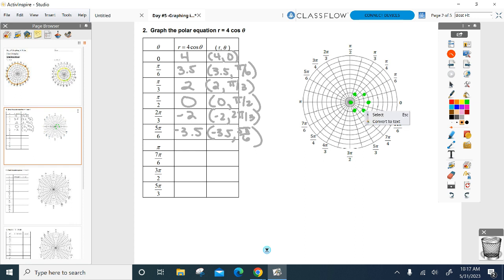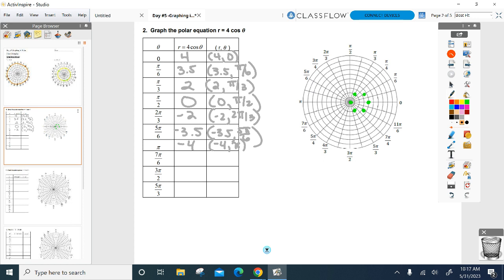And then watch what starts happening right now at pi. What are you guys getting for your R value when you plug in pi for 4 cosine theta? -4, right? And if you try to plot that, go opposite what's already there. And that point's already there. We've already graphed it, right? It's the same point, because if I go pi, it's -4, so I go in the opposite direction. 1, 2, 3, 4. That was the first point I graphed. So now you're going to start seeing, oh, I've already graphed these points.